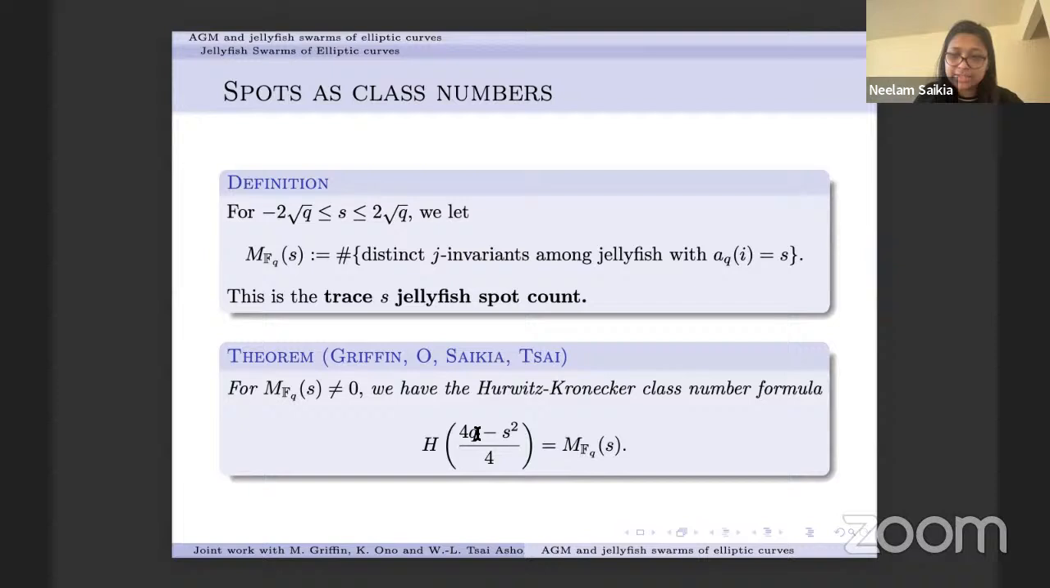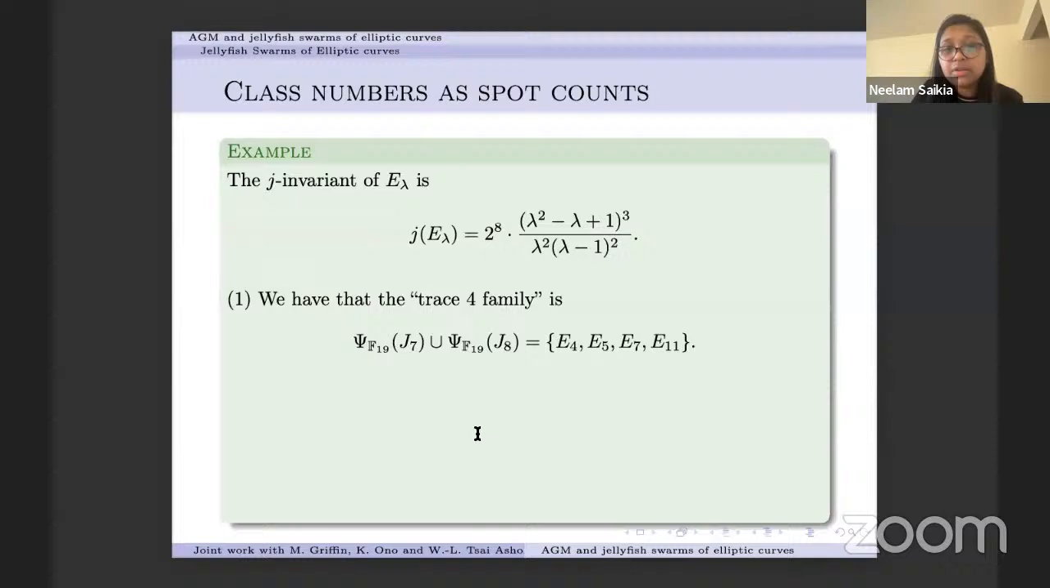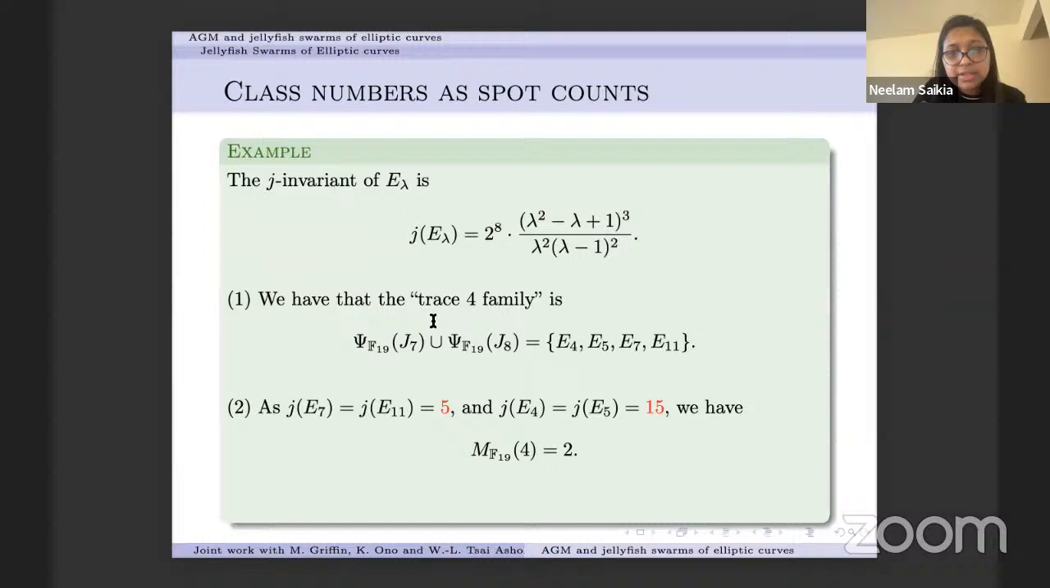For example, what is the j-invariant of an elliptic curve? For the Legendre family it is given by this formula. If we compute a trace 4 family, we compute these psi maps and we have only these four elliptic curves. If we compute their j-invariants, we have two different j-invariants, 5 and 15. Therefore, M_S is 2. And if we compute the Hurwitz class number, we get 2. So these two are equal.